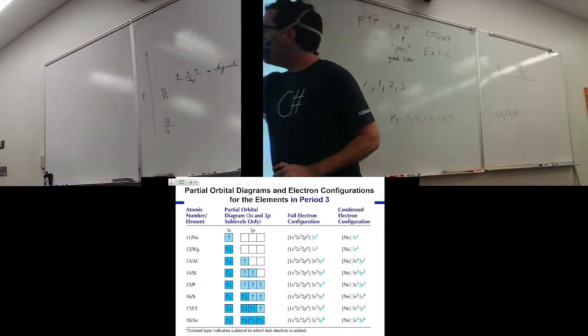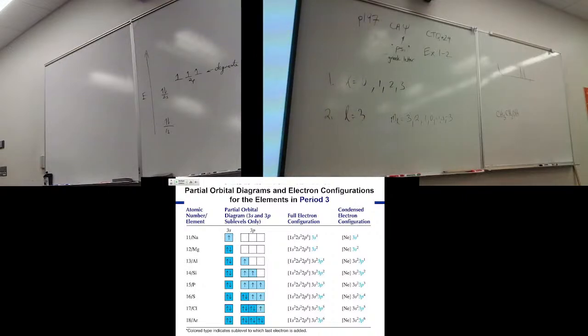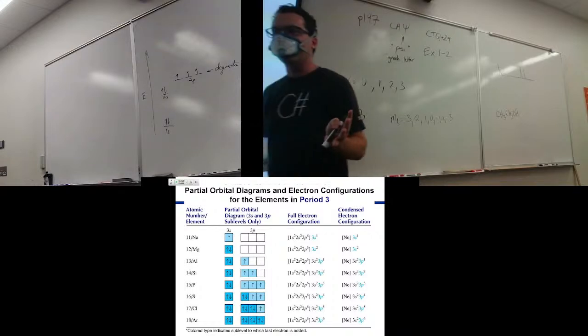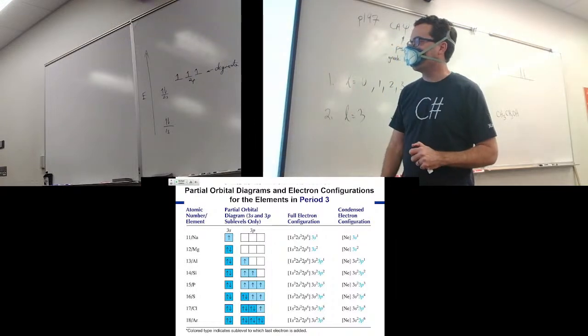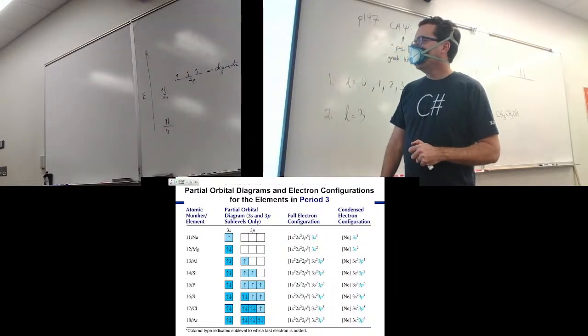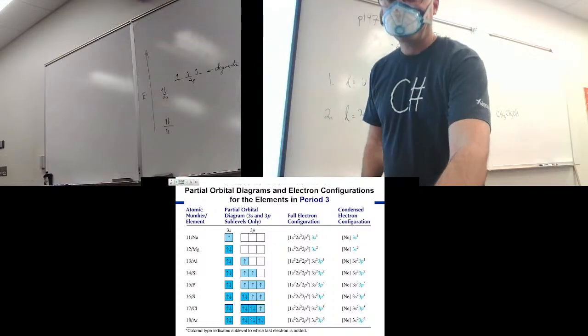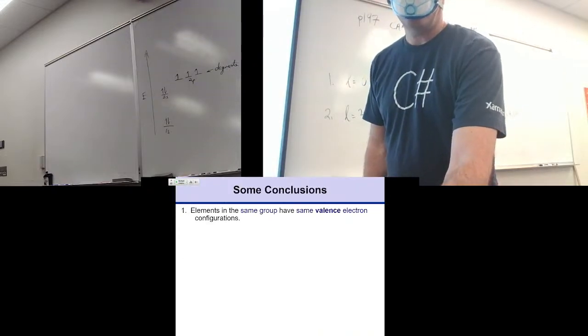Now, you need to be able to go between this and this. You need to understand that these 3 p electrons are in 3 completely different orbitals. You should be able to work that out with Hund's rule.